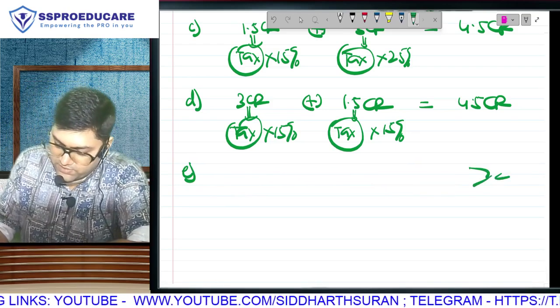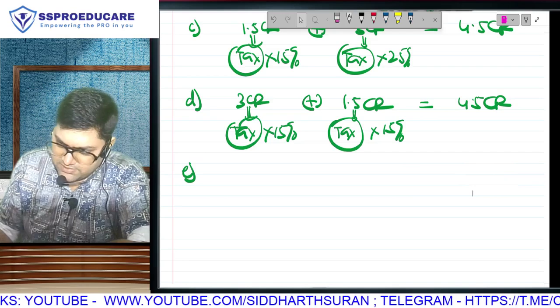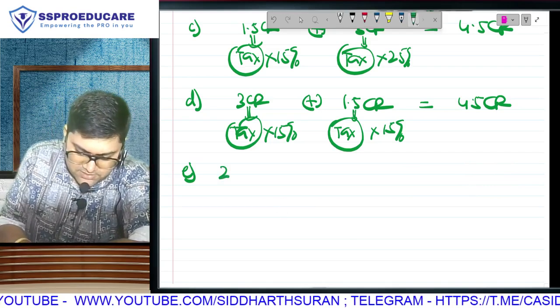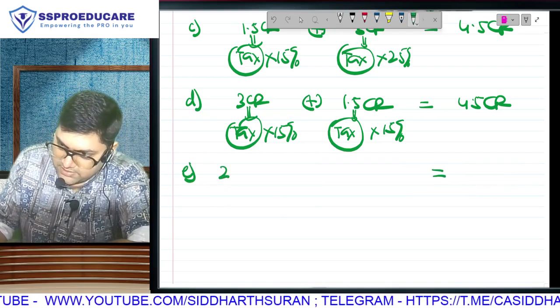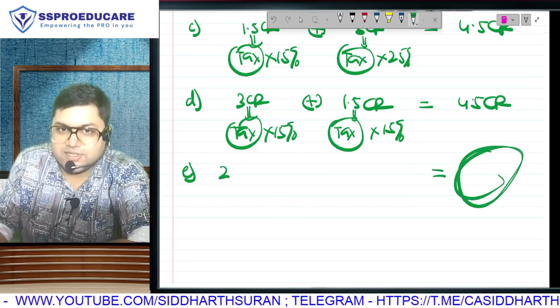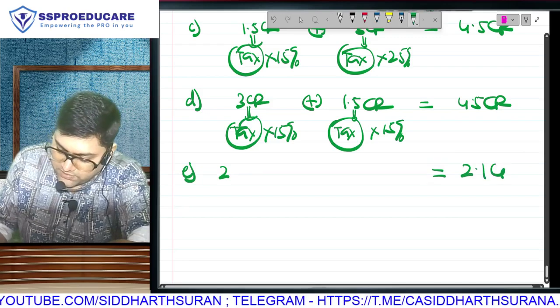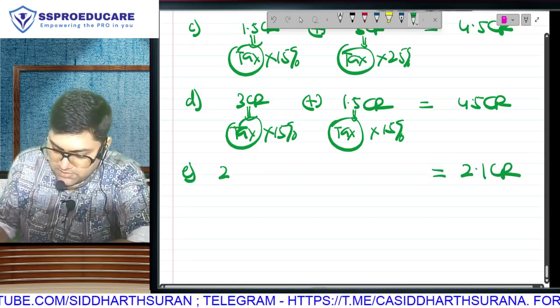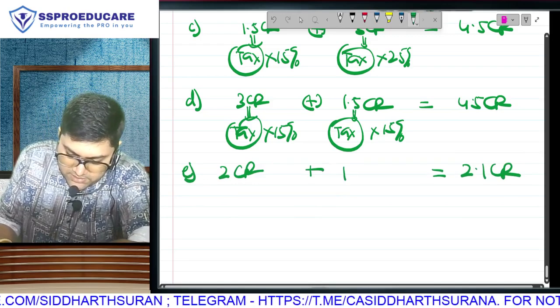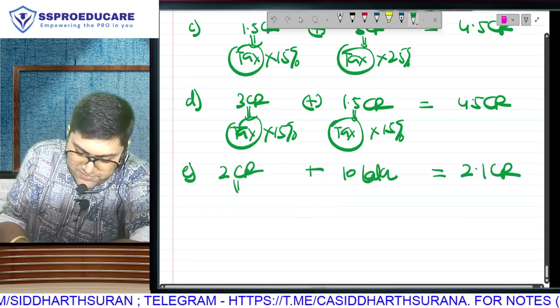If this is exceeding 2 crore, create an example. 2 crore is NTTI, the wrong concept. This total has to be more than 2 crore, otherwise it is a wrong example. 2.1 crore. Okay. So 2 crore and this is your example.